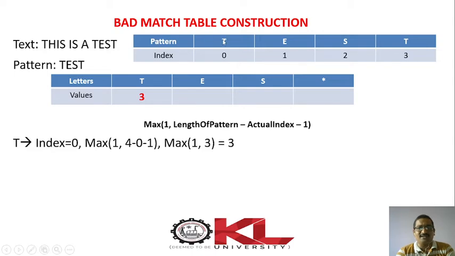So in the index, keep the formula in mind: we need to find max of 1 comma length of the pattern minus actual index of the T minus 1. What is the T index value? The T index value is 0.